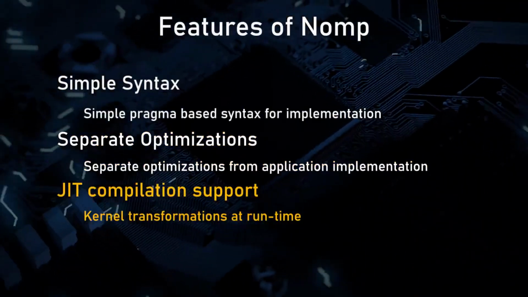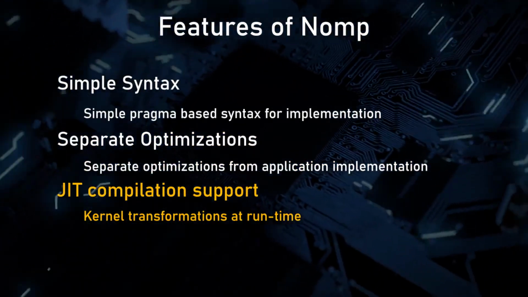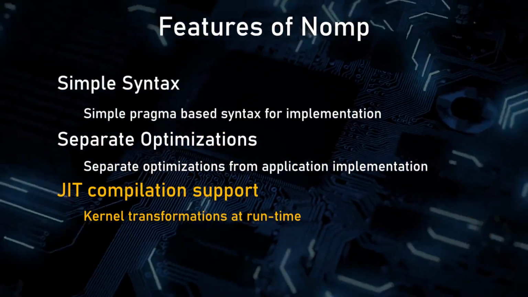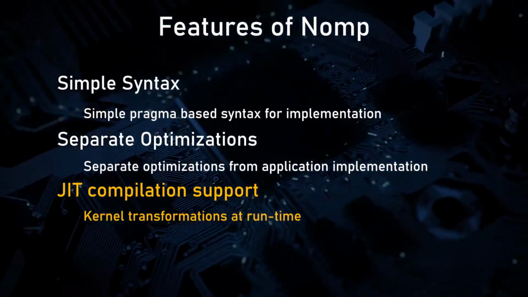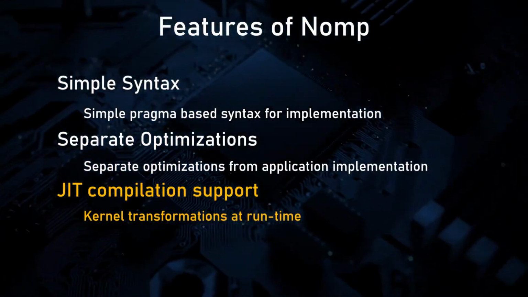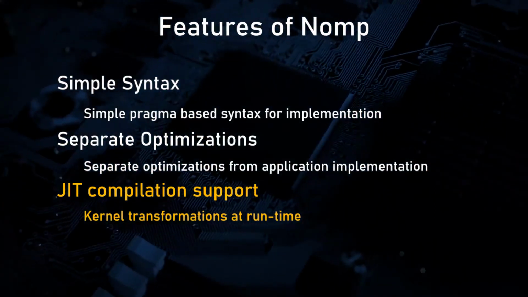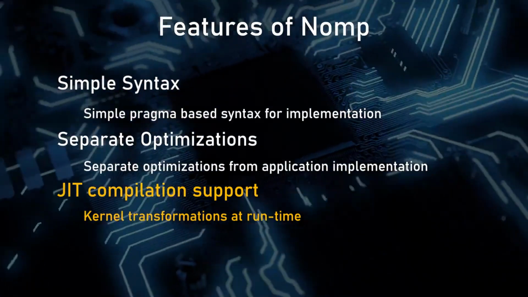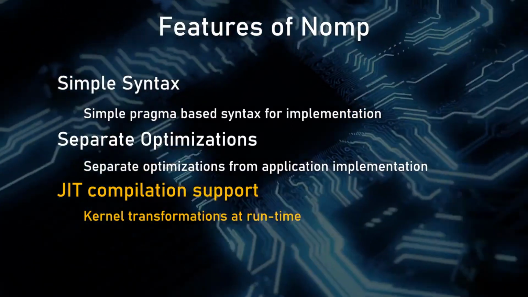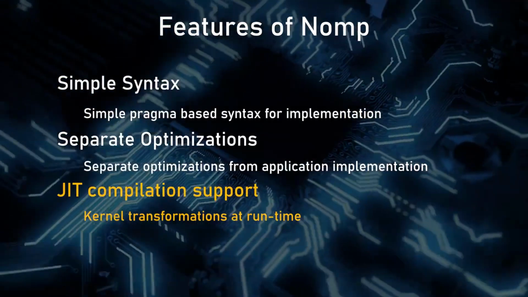The third feature of NOMP is just-in-time compilation support for kernels. This allows the optimizations to be defined at a higher level and be applied at runtime rather than being applied at compile time. Since it is not uncommon for an HPC application to have kernel variants, NOMP allows the user to have multiple variants of the same kernel with a single implementation and different transformations specified, rather than having multiple implementations of the same kernel.